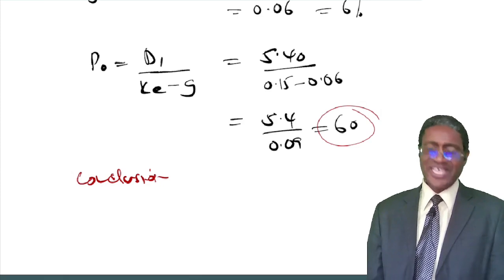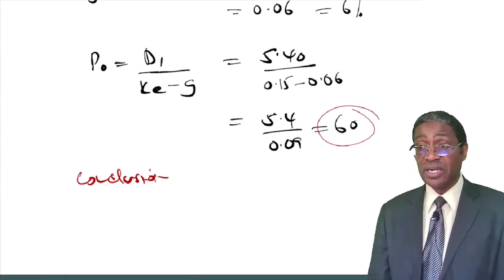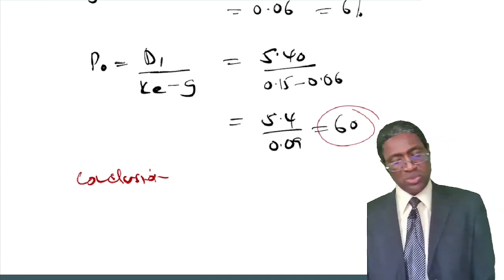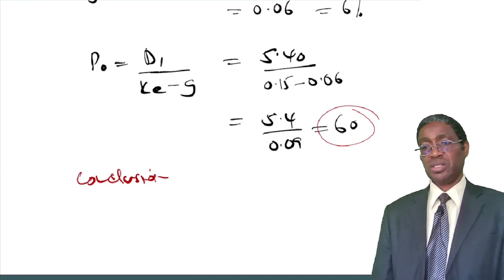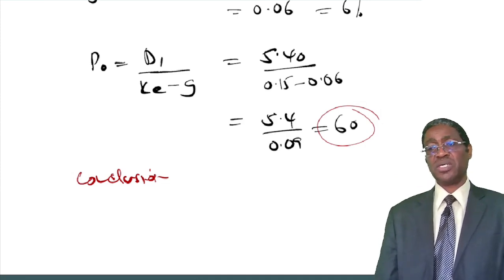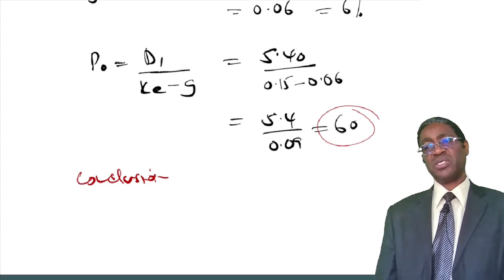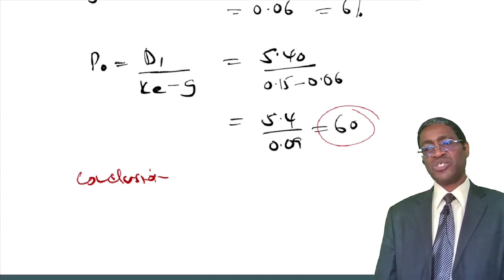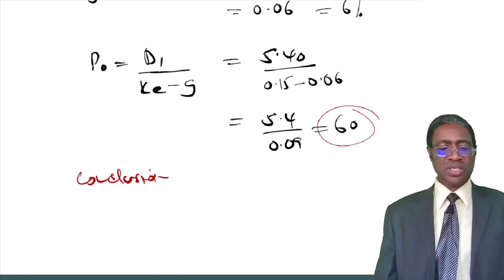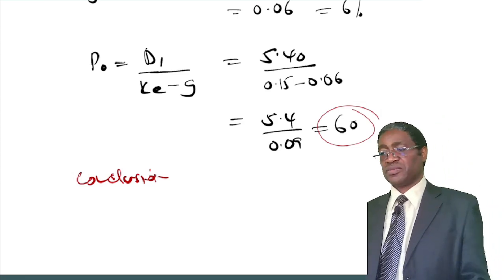then the investor should sell, underline sell. He should sell the shares he is holding. Good. Okay?